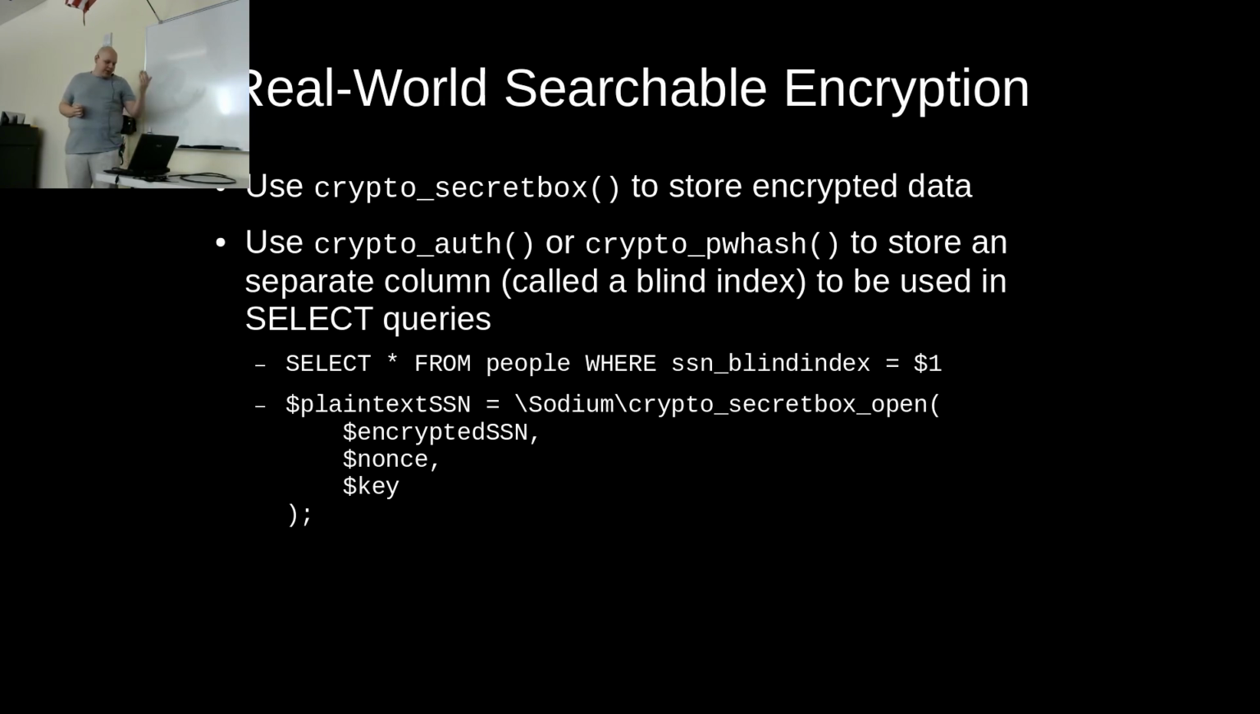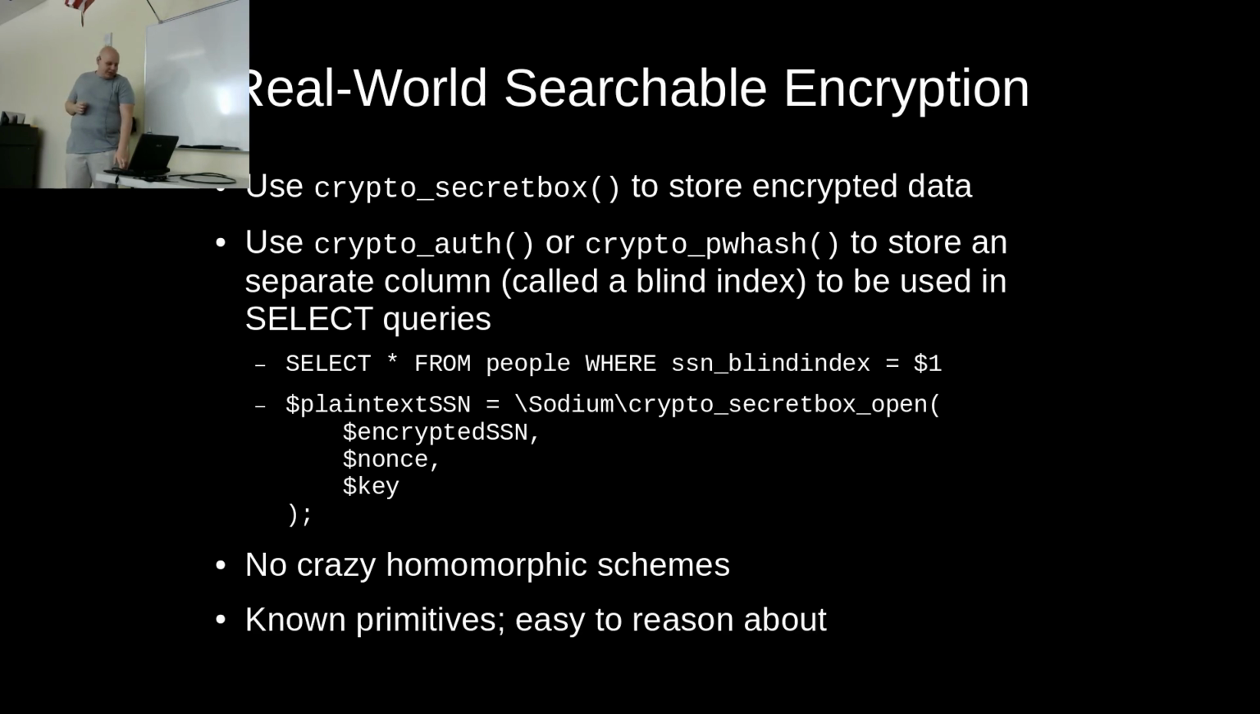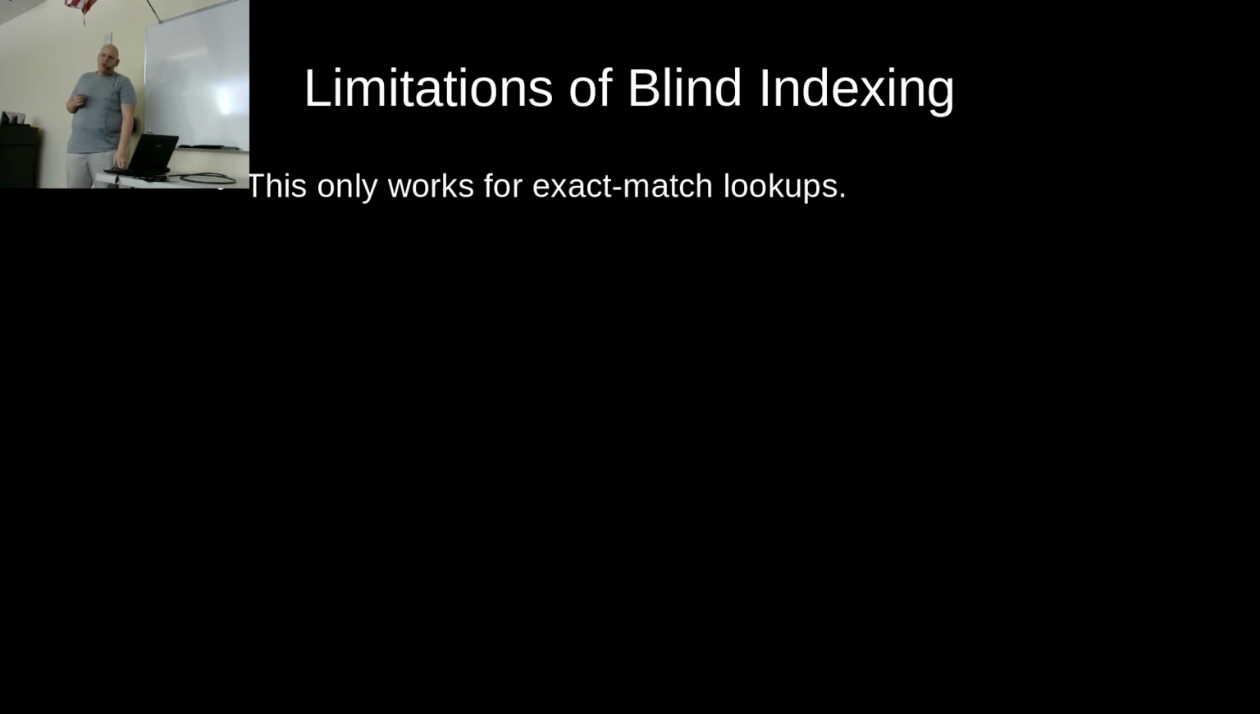You pull it from the database and you decrypt it. I don't think I actually demoed the decryption, but I unit tested that. We avoid all these crazy homomorphic schemes, and you use known primitives. You use the orthodox solutions that cryptographers have been banging on for years and not found any weaknesses in that are practical anyway. There are limitations here. You can only use it for an exact lookup. If you're looking for like the first 8 of a social security number, that's not going to help you any.